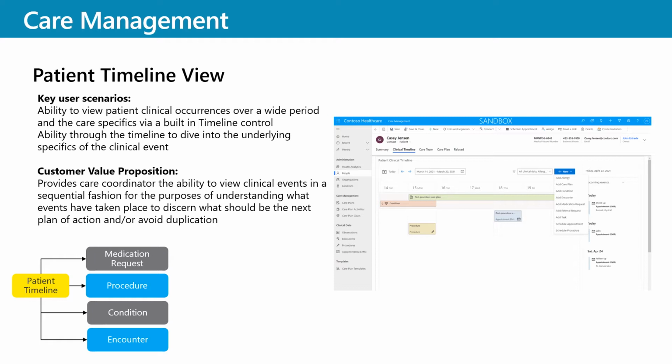This provides the care coordinator the ability to view clinical events in a sequential fashion for the purposes of understanding what events have taken place, to discern what should be the next plan of action and or avoid duplication. Typical activities inside the timeline would include medication requests, procedures, conditions, or encounters.